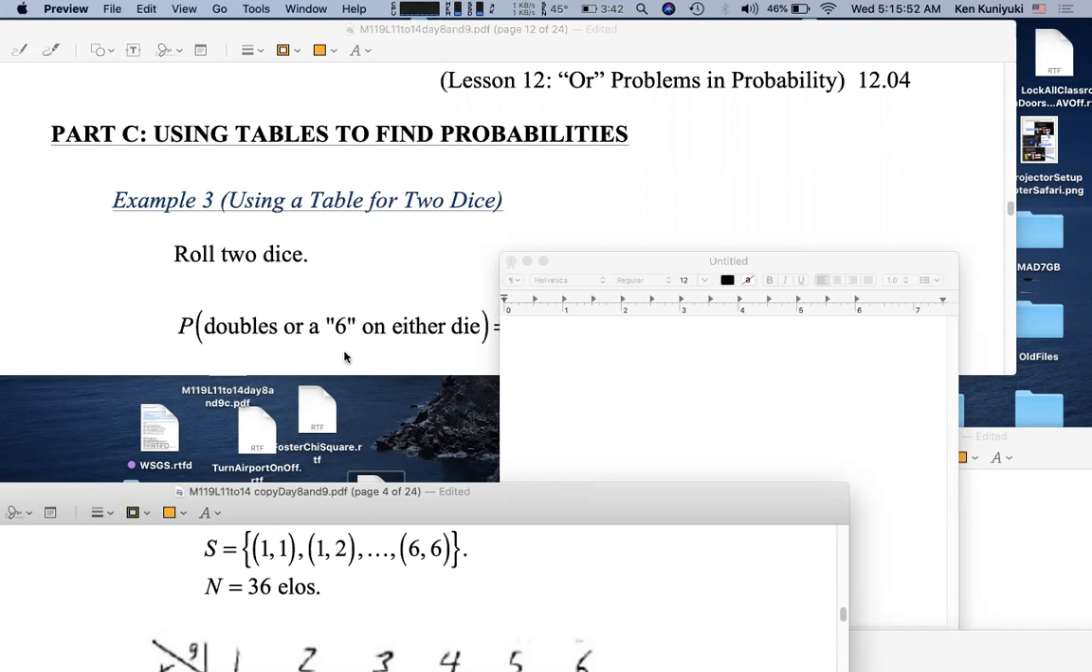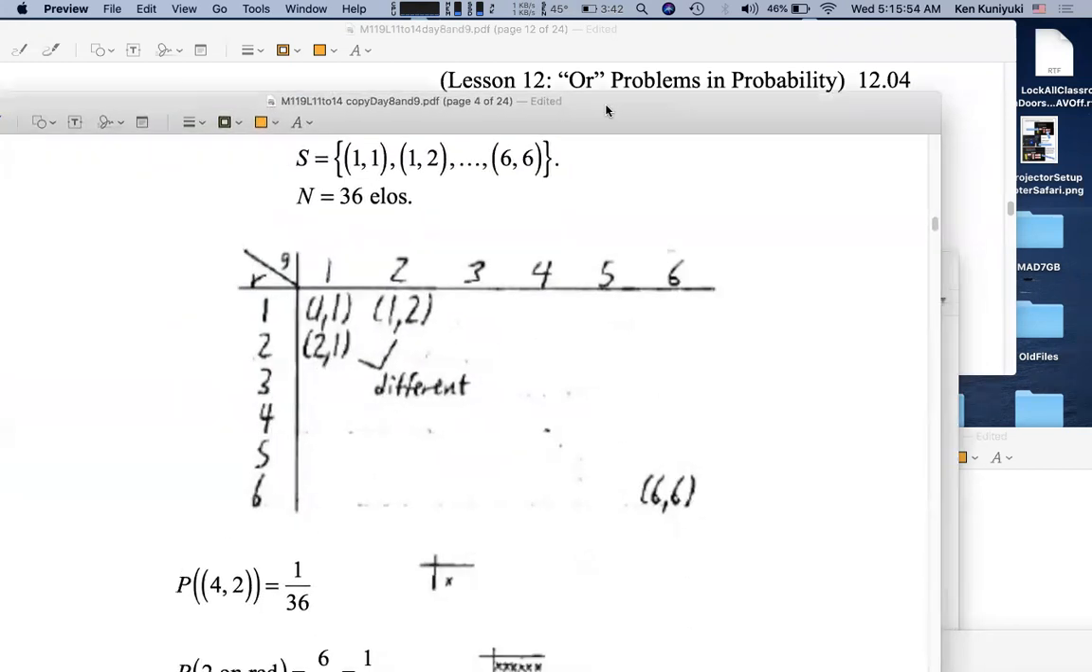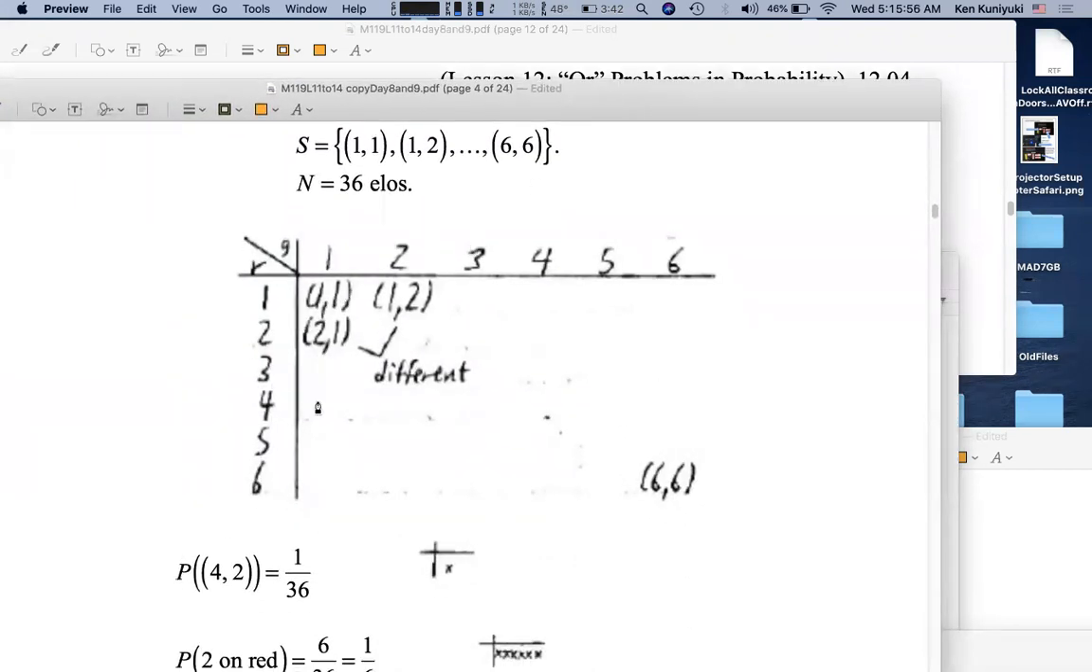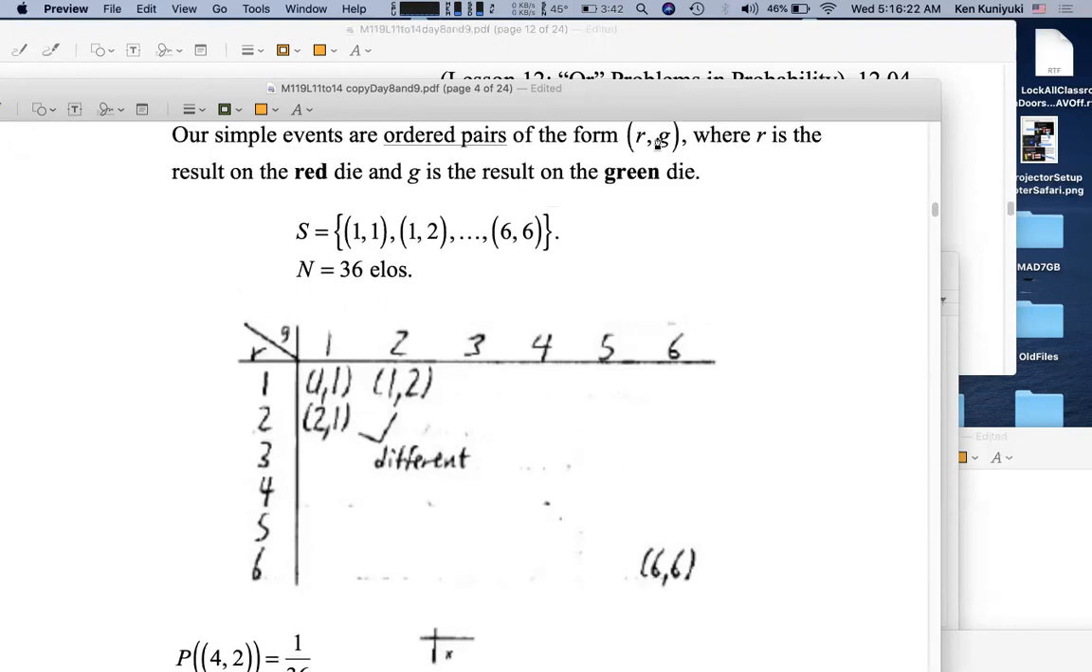Now a formula might be a bit too complicated, but consider a two-dimensional grid or table or array such as this, where we have the red die, the marginals here, 1 through 6, the green die, the marginals here, 1 through 6, and then the entries here correspond to the 36 ordered pairs, the 36 equally likely outcomes, forming the sample space for when you roll two dice, red die, comma, green die.